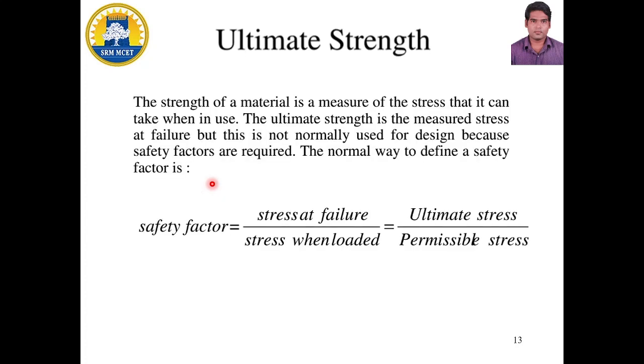Similarly, there is another important factor that needs to be considered while designing materials and structures. That is the ultimate strength. The ultimate strength of a material is a measure of the stress that it can take when in use. So, ultimate strength basically means the strength of a material after which it breaks. That means we can apply load on a material until the limit of its failure. That limit is called the ultimate strength.